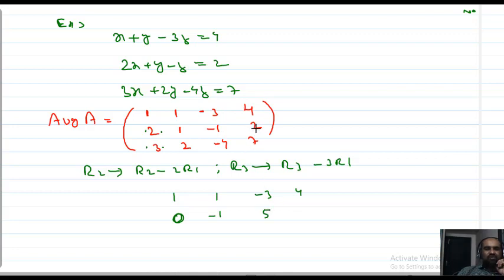Here 2 minus 8, that is minus 6. Here 0, what is this? 2 minus 3, minus 1 here. Minus 4 plus 9, that is equal to 5. Okay, next, R3: 7 minus 3 R1, 12, minus 5.